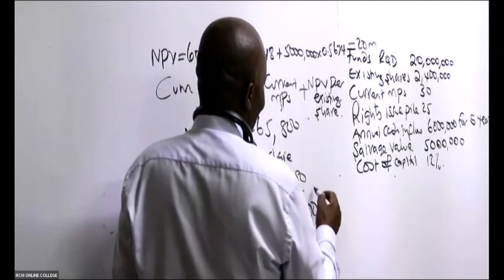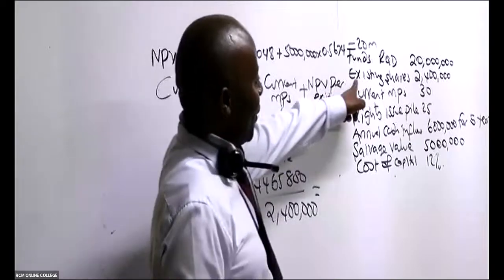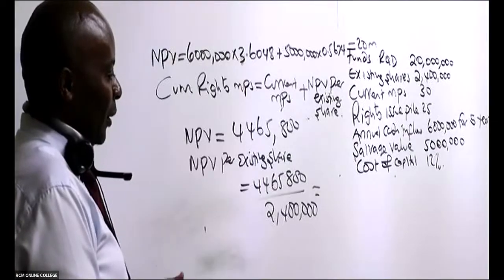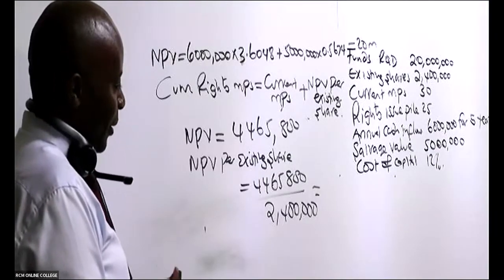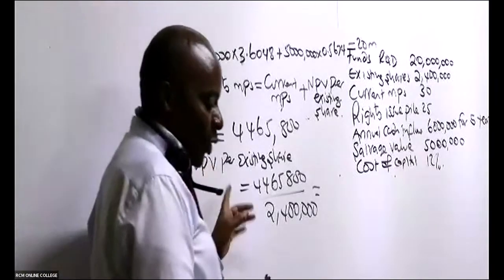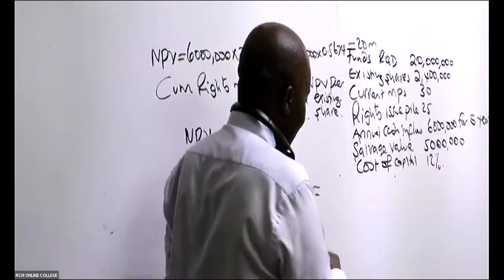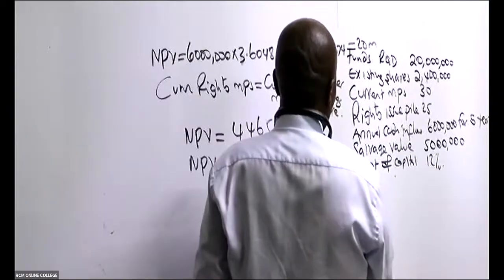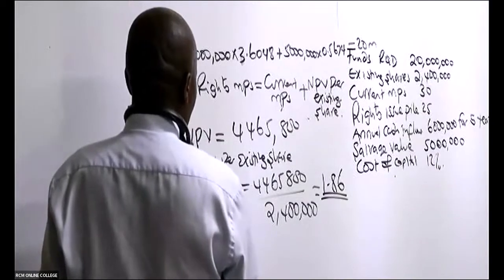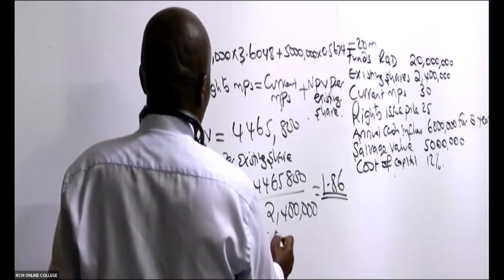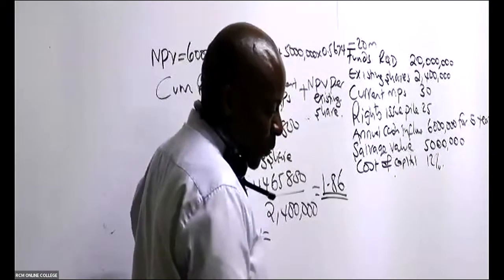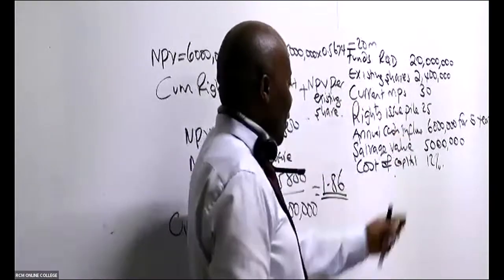2.4 million. We have 2.4 million existing shares. Please don't forget, it's about NPV for each existing share, which gives me 1.86. And therefore, they come rights. With these rights, NPV will be equal to, what is the current market price per share? Yeah, it is 30. Current market price per share is 30.